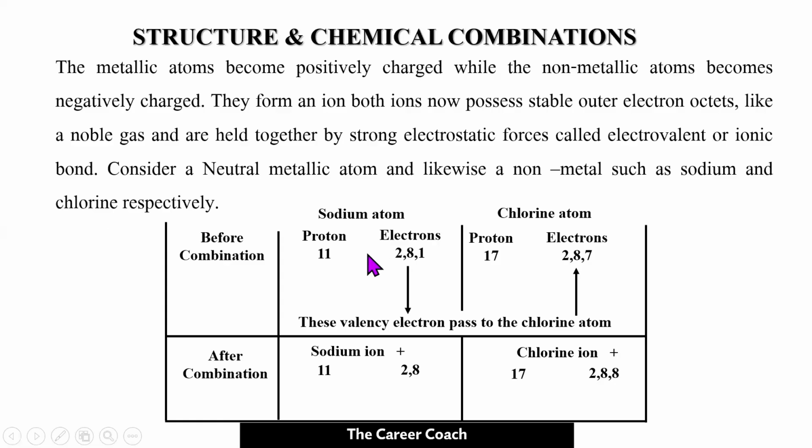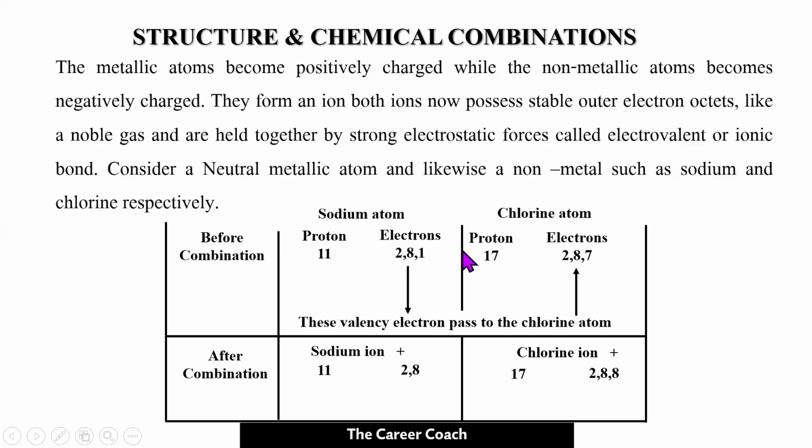Before the combination, sodium has 11 protons, and as we know, chlorine has 17 protons. This will not change. However, in that 11, what makes the sodium 11? There are 3 electron shells. The first one has 2 electrons, then 8 electrons, and lastly 1 electron. 2 plus 8 plus 1 will give us 11.